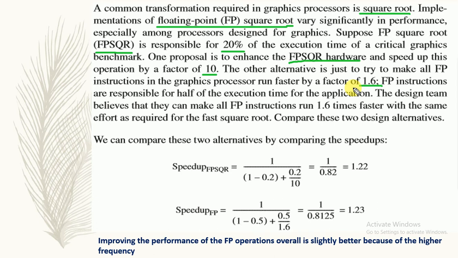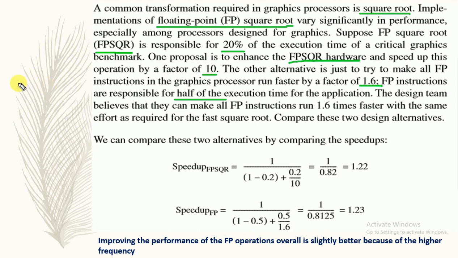So all the FP instructions must be enhanced by adding some enhancement. The FP instructions are responsible for half of the execution time for the application. So 50% of the time. So for the second alternative, also the values are given. Speed up enhanced is 1.6 and half of the execution time, that is 50% of the execution time, that is the fraction enhanced, is 0.5.